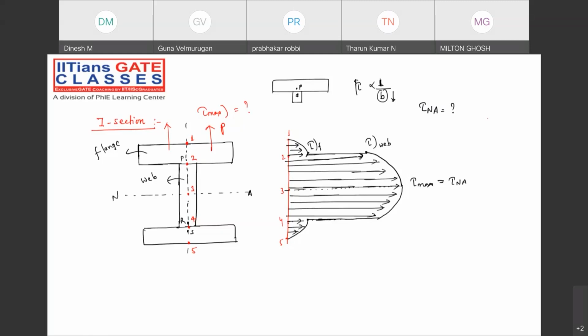It's very simple. Follow the trick which I applied to the rectangular cross-section derivation. You will be getting the exact answer. Do not worry.